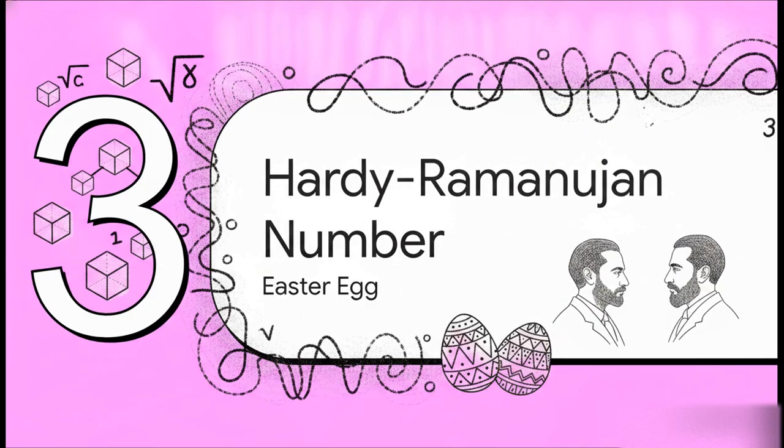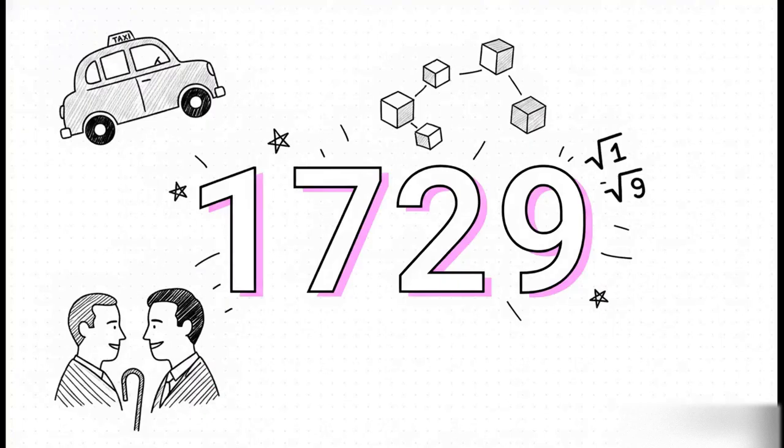Let's take a quick detour. Easter egg, the Hardy-Ramanujan number. Let's just take a quick breather here with a really cool human story involving 2 absolutely brilliant mathematicians, the legendary Indian mathematician Srinivasa Ramanujan and his colleague G.H. Hardy. So one day, Ramanujan was very ill, and Hardy went to visit him.